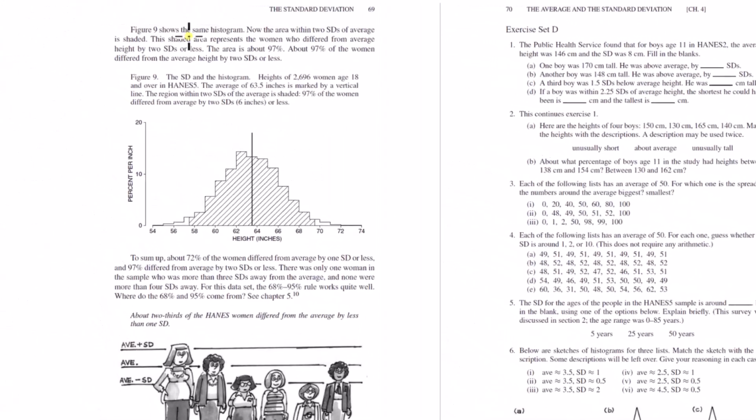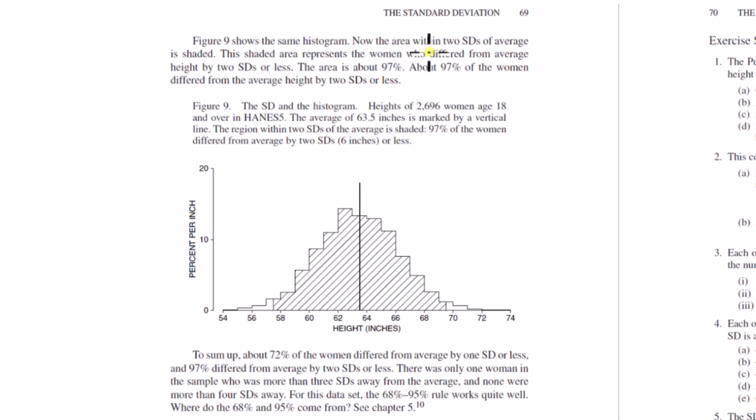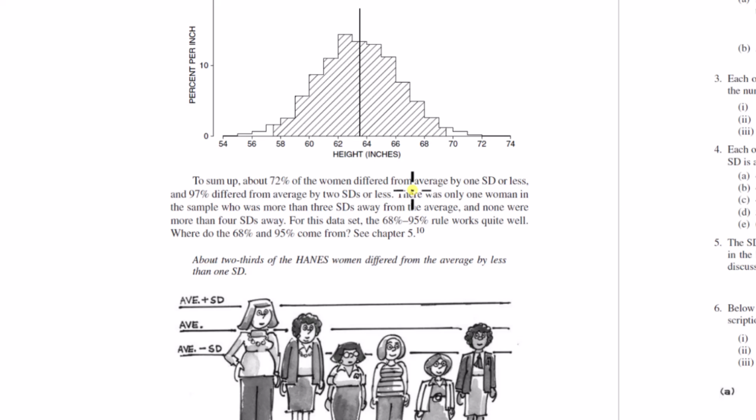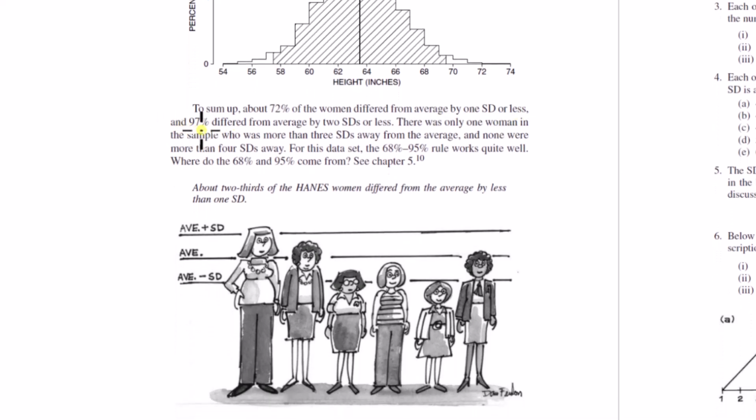Okay, Figure 9 shows the same histogram. Now the area within 2 standard deviations of the average is shaded. So here's that 95% of the data points that are going to be within this area. This shaded area represents the women who differed from the average heights by 2 standard deviations or less, and this is 97%. So it's actually 97%, but using 95% as a general rule is a good approximation. About 97% of the women differ from the average height by 2 standard deviations or less. To sum up, about 72% of the women differ from the average by 1 standard deviation or less, and 97% differed from the average by 2 standard deviations or less.